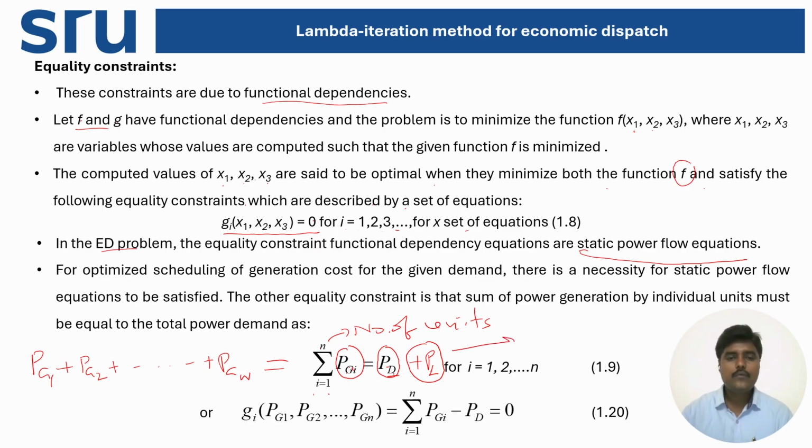And this equation is called the power balance equation. So this is about the equality constraint. What it means is you are trying to maintain the power equal. That's why it is called the equality constraint.